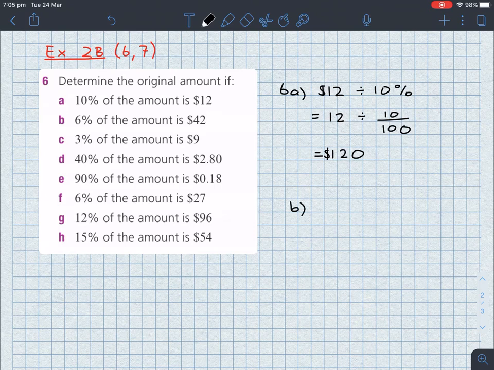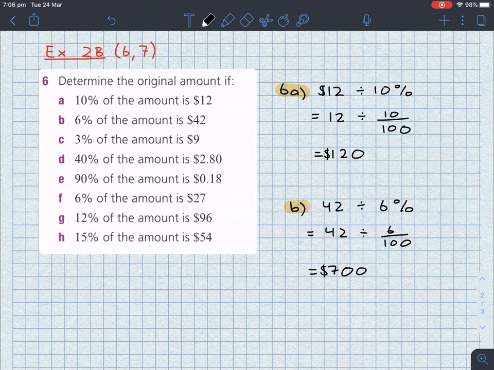I'll show you 6B. So 6B, same thing. 6% of the original amount is $42. So $42 divided by 6%. In my calculator, that's going to be 42 divided by 6 out of 100. And that gives us 700. Now again, this is dollars, so we'll put a dollar sign in our last line of working.